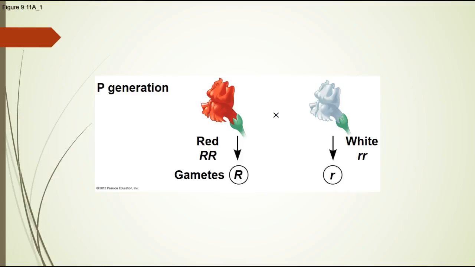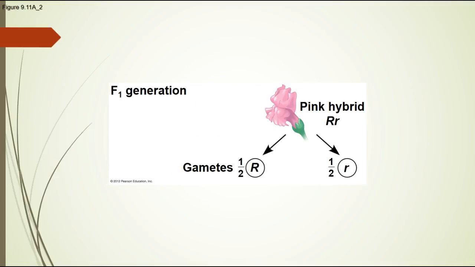An example is in snapdragons, which is a type of flower. Snapdragons have two main true breeding kinds, red snapdragons and white snapdragons. And so you would assume, as usual, that the red would be homozygous dominant and the white would be homozygous recessive. When you cross them, what you find is that all of the offspring produced from that first cross in the F1 generation are pink. Both the red and the white get expressed, and so it's kind of like if you take a bucket of red paint and a bucket of white paint and mix them together, you're going to get pink.